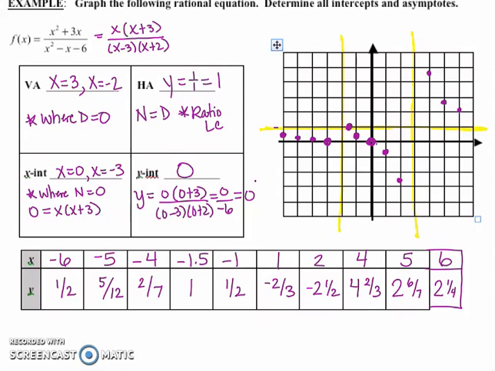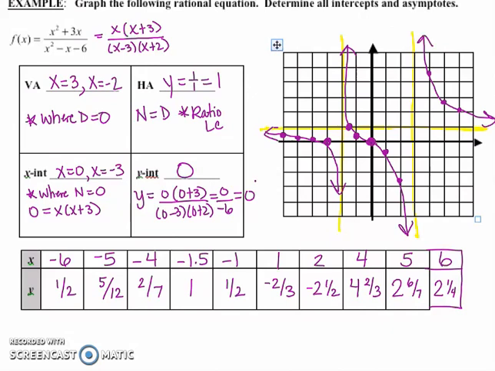Okay, so looks like I have a branch here. And if I looked at another value in between negative 2 and negative 3, I would see that it shoots down. And then here I have kind of a snake-like looking thing between these two vertical asymptotes. And then I have a third branch up here in the corner.